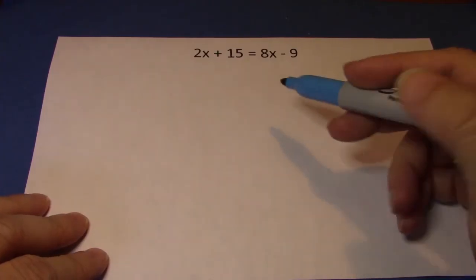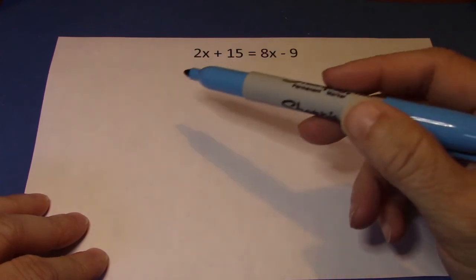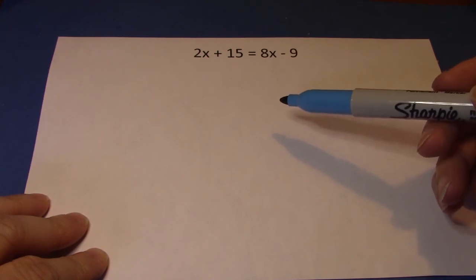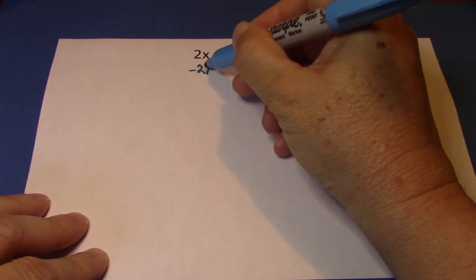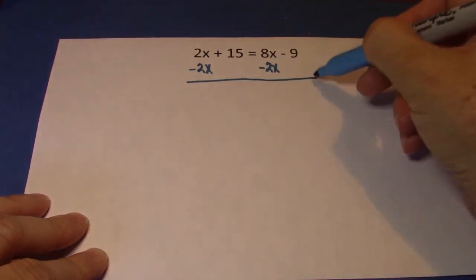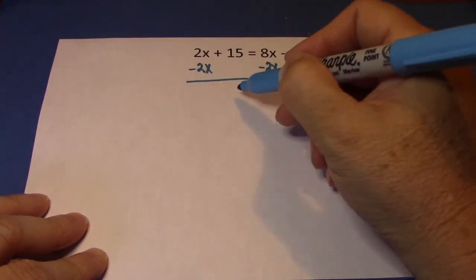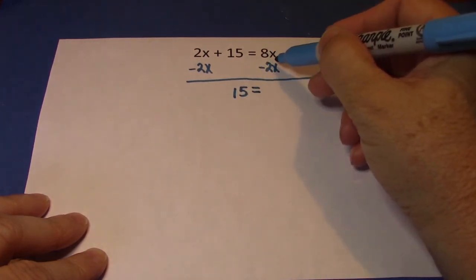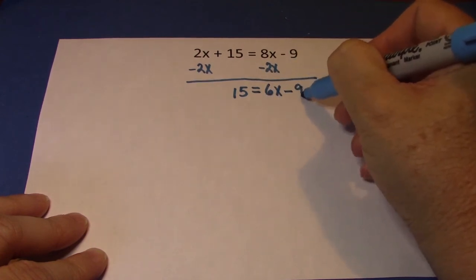Here's another example where we have like terms, 2x and the 8x. This time they're on both sides of the equation. So how do we combine those like terms? Well, let's start by subtracting 2x from both sides. It doesn't affect the other terms, we're just subtracting the x terms. That lets it cancel out on this side, and we're left with 15 here equals 8 things minus 2 things is 6 things, and we have minus 9.